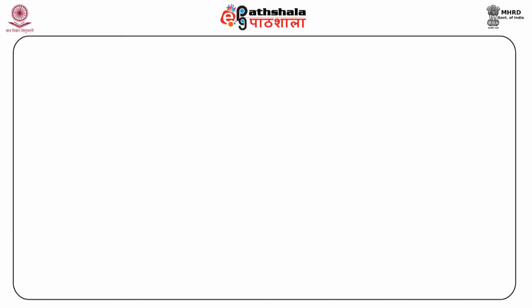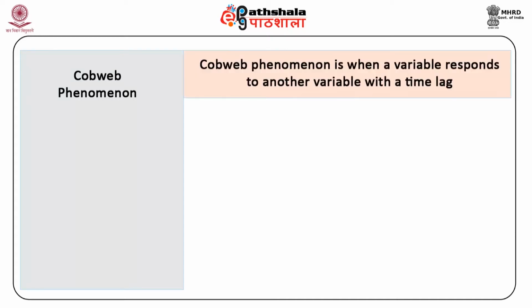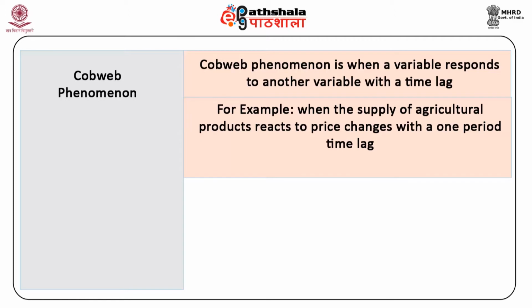Now, the fifth cause is known as the cobweb phenomenon. The cobweb phenomenon is when a variable responds to another variable with a time lag. For example, when the supply of agricultural products reacts to price changes with a one-period time lag. We can write supply t is equal to beta 1 plus beta 2 price t minus 1 plus u t.